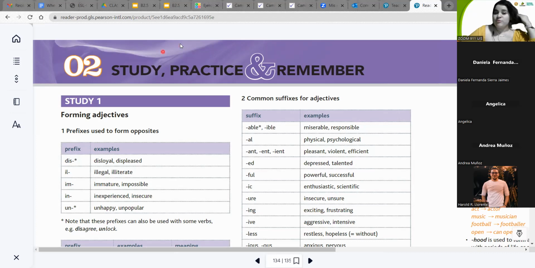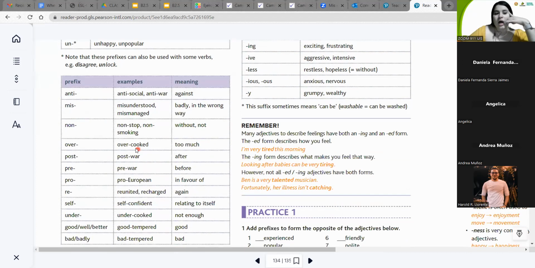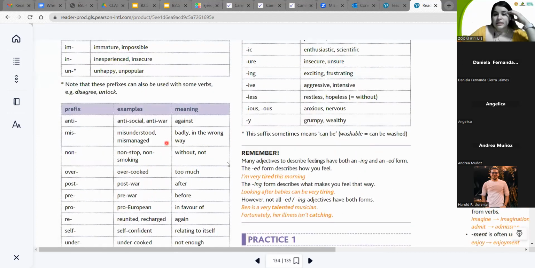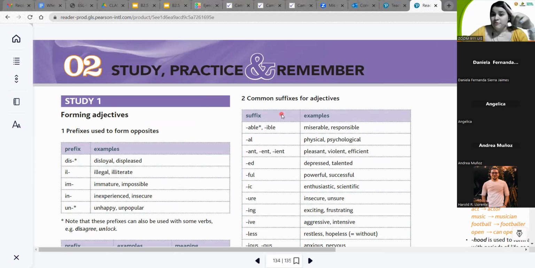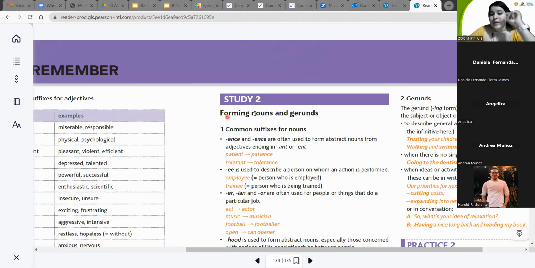So here we have prefixes, how to form adjectives. We have prefixes that are common for adjectives. We have more prefixes here, and then common suffixes. All these suffixes are common for adjectives. Now, here we have forming nouns and gerunds. So we have common suffixes for nouns. These two are often used to form abstract nouns from adjectives ending in -ant or -ent, like patient, patience.